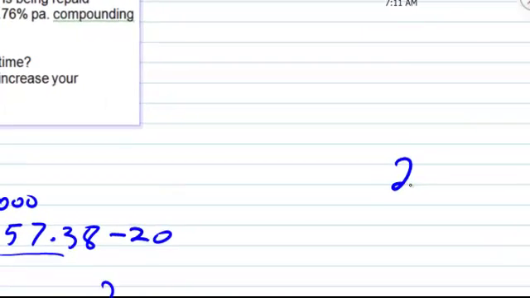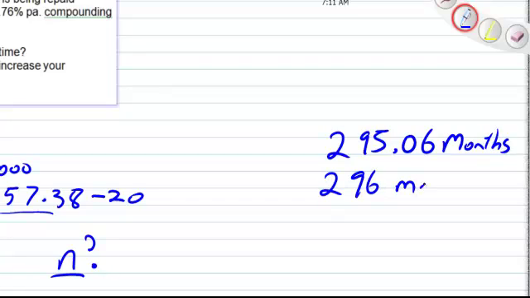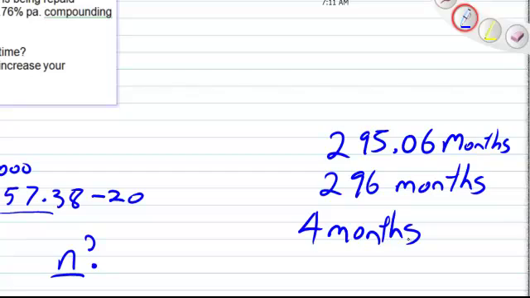So we now have 295.06 months. That's how long it takes to pay back the loan. You've got to go up to the next month, so it's 296 months. So you really only save 4 months in time. But remember, $20 a month isn't that big. You could actually increase that more and you'd have a better outcome.